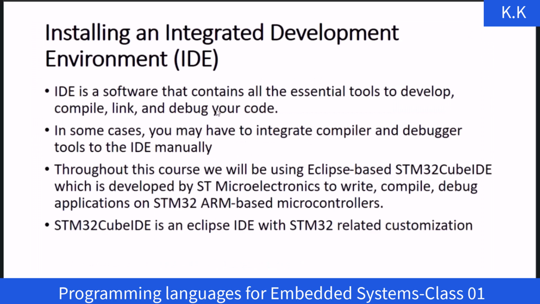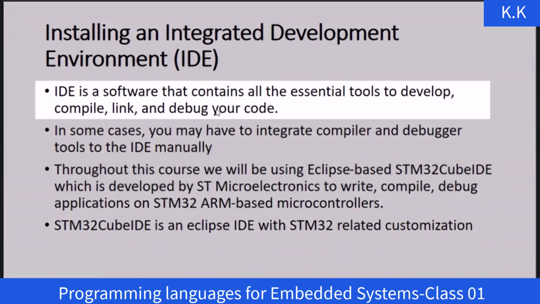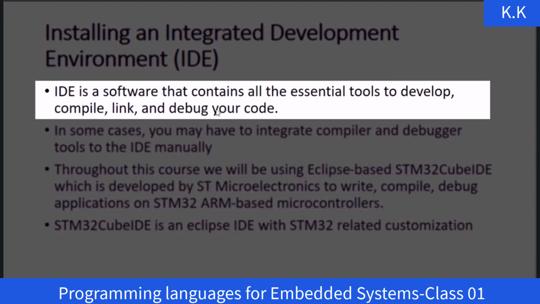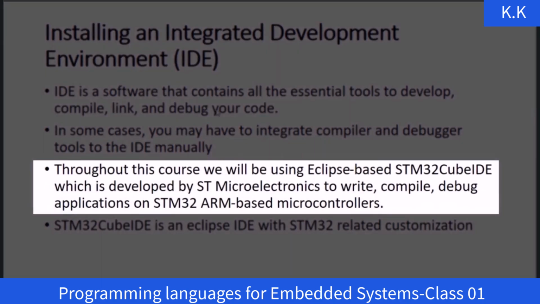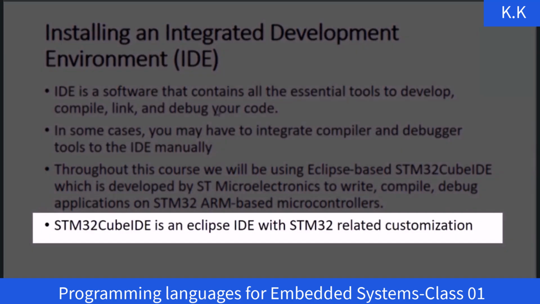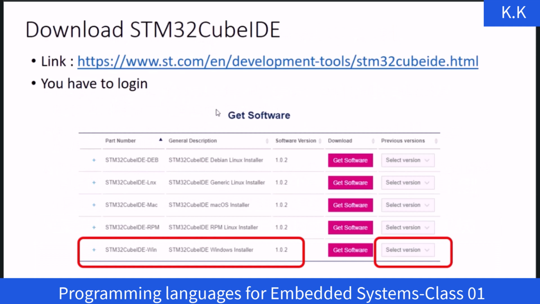So in this lecture, let's understand about installing an integrated development environment. So in short, we call it IDE. IDE is a software that contains all the essential tools to develop, compile, link, and debug your code. In some cases, you may have to integrate compiler and debugger tools to the IDE manually. So throughout this course, we will be using Eclipse-based STM32Cube IDE, which is developed by STMicroelectronics to write, compile, debug your embedded system applications on STM32 ARM-based microcontrollers. STM32Cube IDE is an Eclipse-based IDE with STM32 related customization. Let's see how to download STM32Cube IDE.